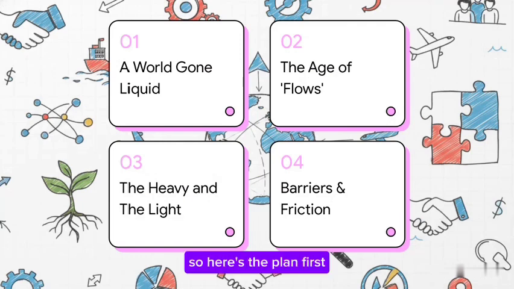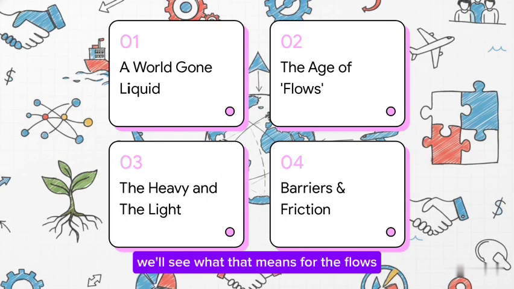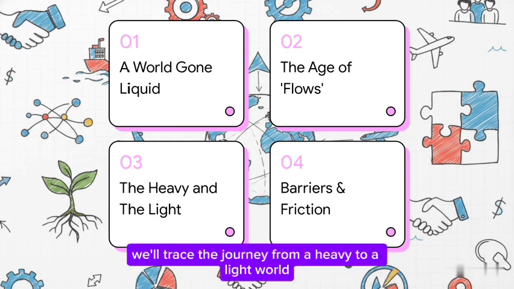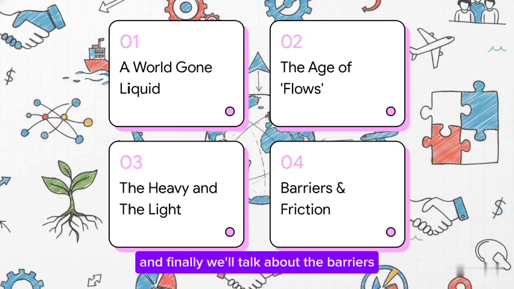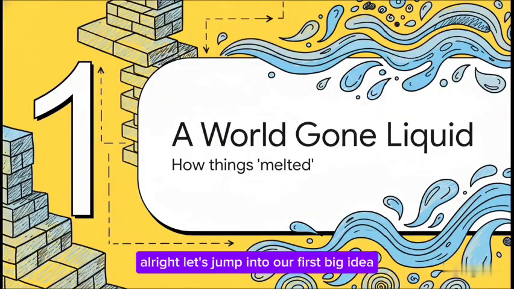So here's the plan. First, we'll look at how our world went from being solid to liquid. Then we'll see what that means for the flows that define our era. After that, we'll trace the journey from a heavy to a light world. And finally, we'll talk about the barriers and friction that prove the world isn't quite as flat as some people think.